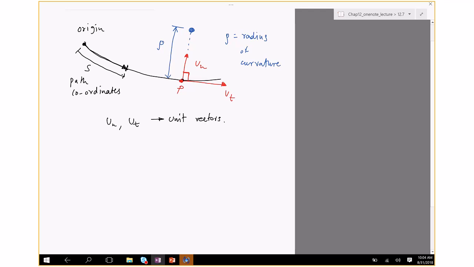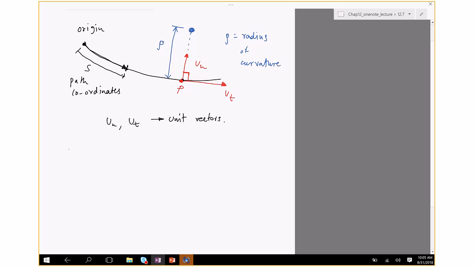So the rectangular coordinates x and y, that's fixed. That doesn't change with time, right? It's the same thing you describe the motion with. The thing about this coordinate frame is that it moves as the particle moves. So UT, UN will move along the curve. So you have to basically keep track of the particle, and hence you can keep track of UT and UN. So now we have to describe the motion using this coordinate frame.